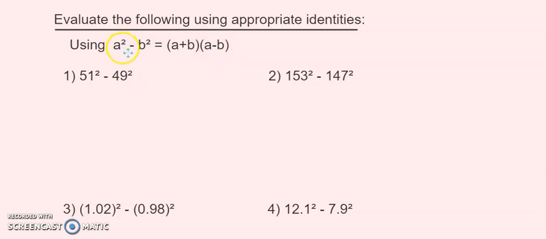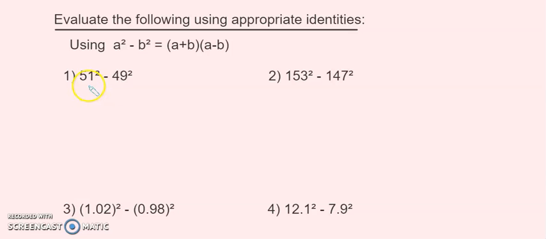This identity can be used in both ways, that is a plus b into a minus b equals a square minus b square, or a square minus b square equals a plus b into a minus b. First I'm going with this part. The other way around also we are going to use it. So first we'll be given the question in the form of a square minus b square, and we'll be applying a plus b into a minus b.